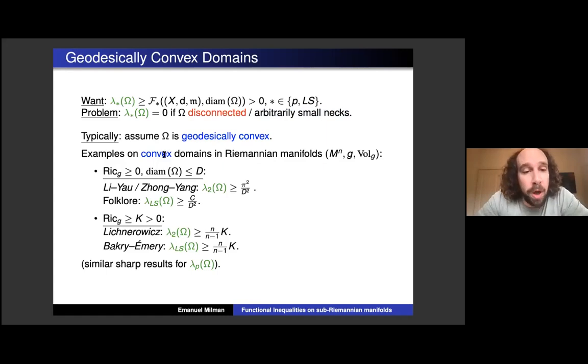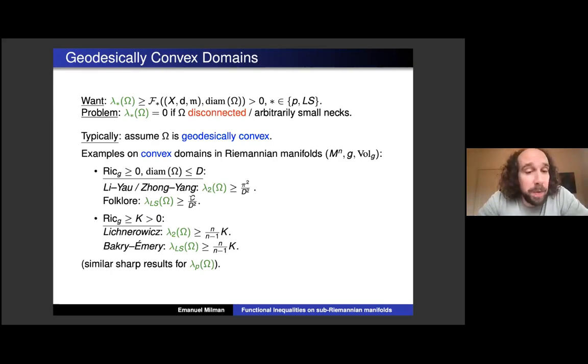So for instance, if you have a convex domain omega in a Riemannian manifold with a canonical Riemannian volume measure, and Ricci curvature is non-negative and the diameter of your convex set is at most d, then the classical Li-Yau-Zhong-Yang estimate tells us that the Poincaré constant is at least pi squared over d squared, and this is best possible, it cannot be improved. Similarly, it's well known to experts, but I don't know who to attribute this to, it's folklore, that the log-Sobolev constant under these assumptions shares exactly the same bound up to a constant. It's of the order of 1 over d squared.